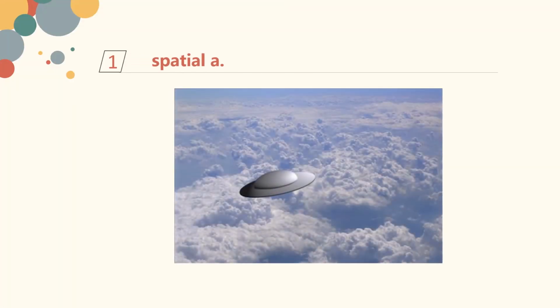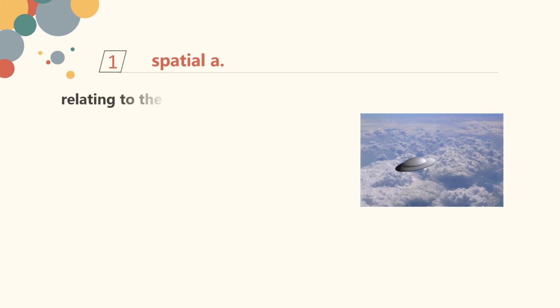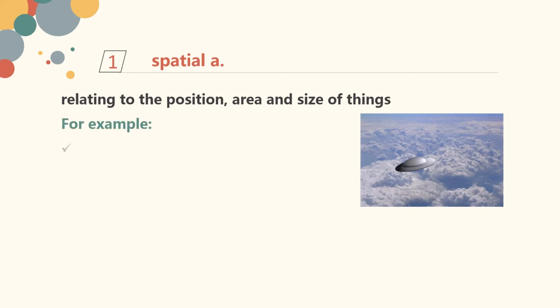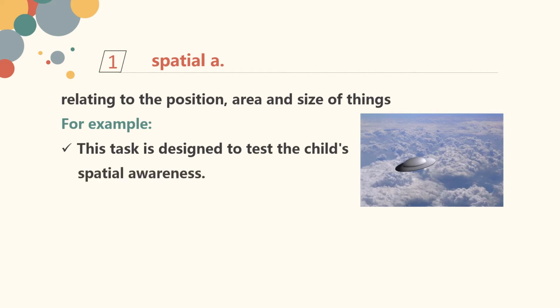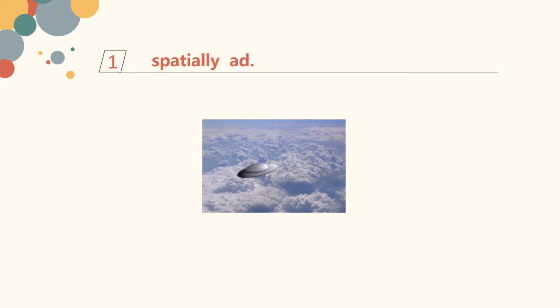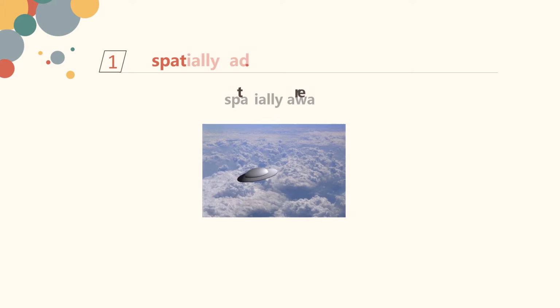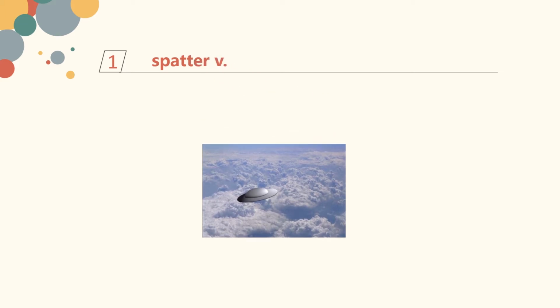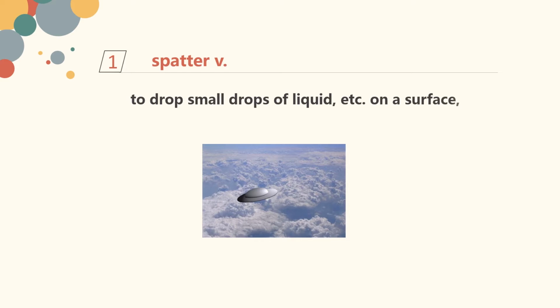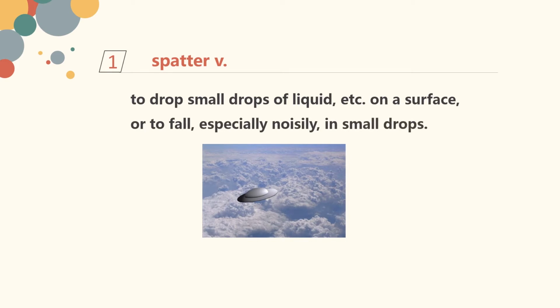Number 1. Spatial. Relating to the position, area, and the size of things. For example, this task is designed to test the child's spatial awareness. Spatially. Spatially aware. Spatter. To drop small drops of liquid, etc. on a surface. Or to fall, especially noisily, in small drops.